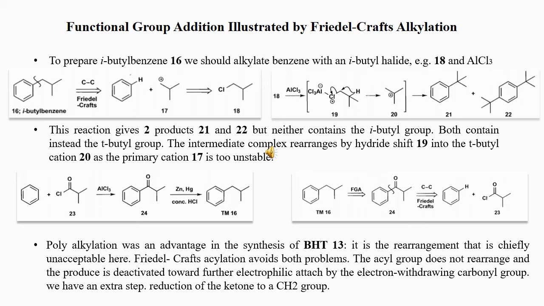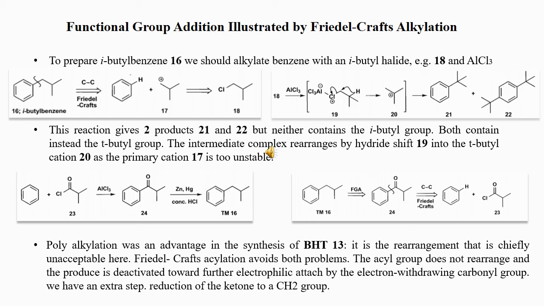The disconnection of 16 gave us 17 and one benzene. So when we tried to add 18 with benzene, Friedel-Crafts acylation, we got two products, 21 and 22, but both were having a tertiary butyl group rather than an isobutyl group. Now the intermediate complex rearranges by hydride shift 19 into the tertiary butyl cation 20. So there are hydride shifts taking place.